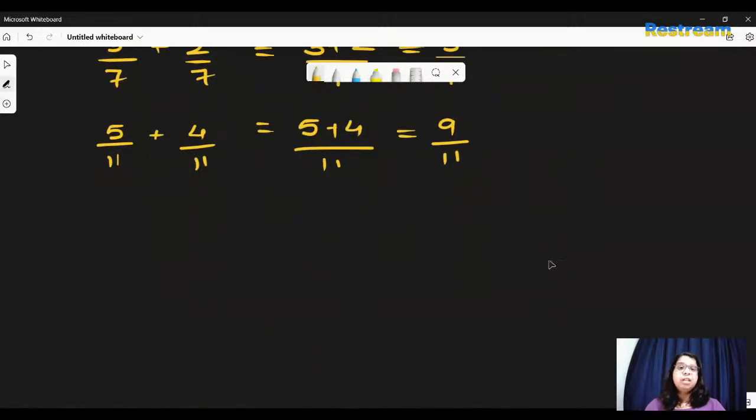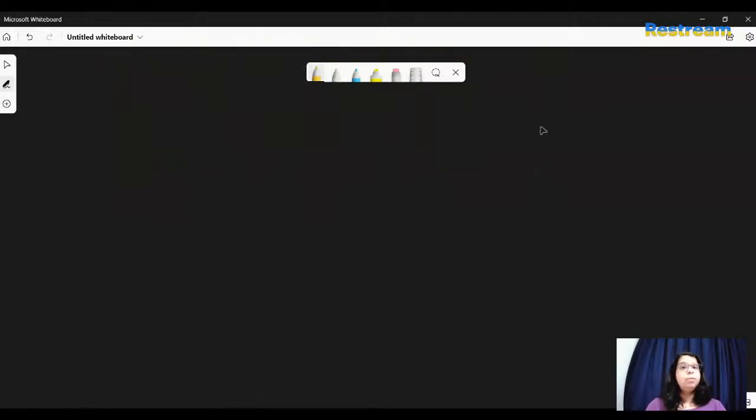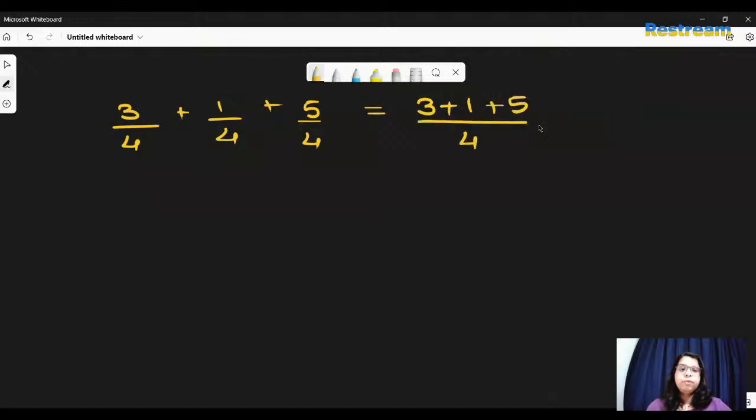What happens if there are three terms? You have to again check whether the denominators are equal, and then you can just directly add them. Let's do one of that. Let's say I have 3 by 4 plus 1 by 4 plus 5 by 4. So I have 3 plus 1 plus 5 over 4, which is 3 plus 1 is 4, plus 5 is 9 by 4, which is equal to 2 1 by 4.